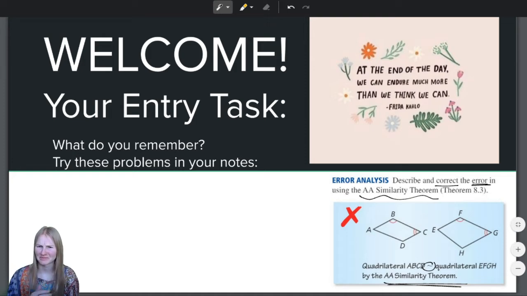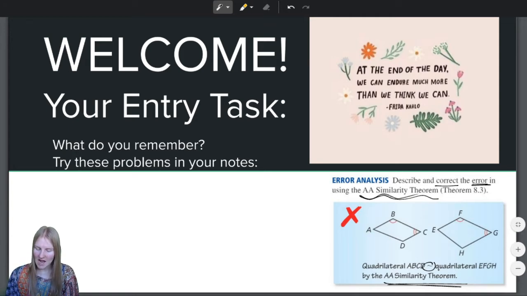the same shape, right? B and F and C and G might be congruent, but angle A and angle E are not congruent, and angle D is bigger than angle H. So these definitely cannot be congruent. So something has gone wrong, because these quadrilaterals cannot be congruent.